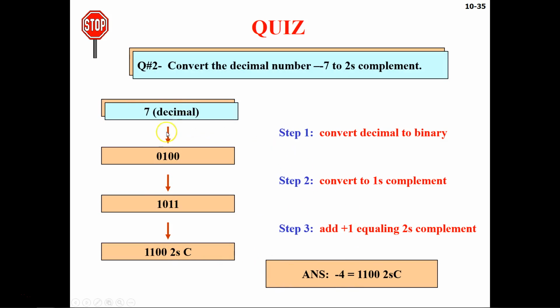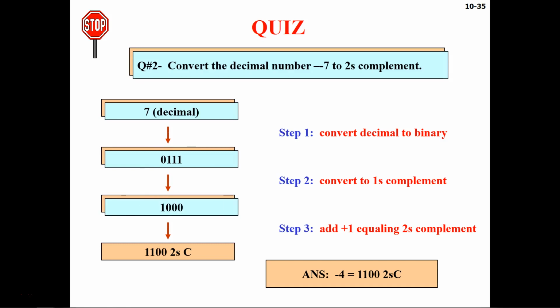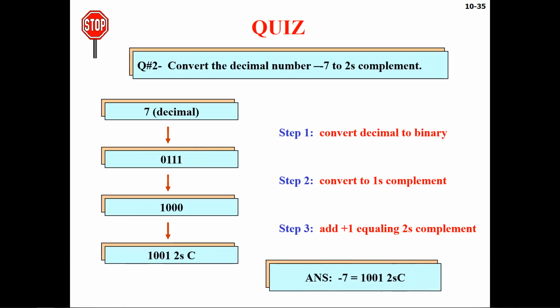So 7 in binary is 0111. So you have this, and then you take the complement, which is going to be 1000, and then you just add 1, which is going to be 1001. So this represents your -7 in 2's complement, and this leading 1 represents your negative sign.